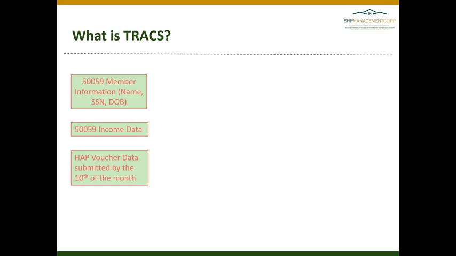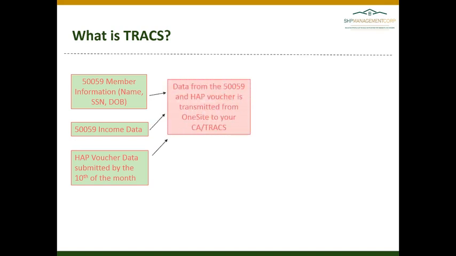That certification is also going to be listed on the HAP voucher for the appropriate HAP reporting month. This HAP is required to be submitted at least by the 10th of the month. All this information goes from One Site, and we transmit this from One Site to your CA or directly to TRACS. If your CA approves this and transmits it to TRACS for us, the end result is the same. TRACS stores that voucher and tenant data and reports those submissions to HUD.